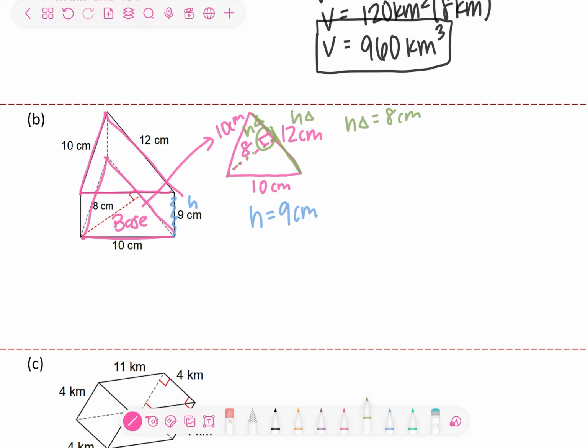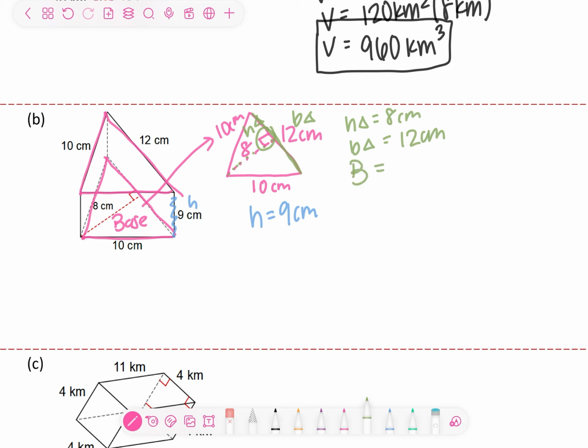So that's the height of the triangle. Oh, excuse me, the base of the triangle. So the base of the triangle itself is going to be the 12 centimeters. So just remember, base and height of a triangle have to meet at a right angle. They have to be perpendicular. So it's going to be this 12 centimeter distance and this 8 centimeter distance. We can actually ignore these other two, 10 centimeters. Okay, so now we can find the base area.